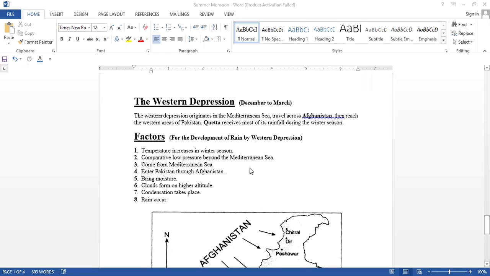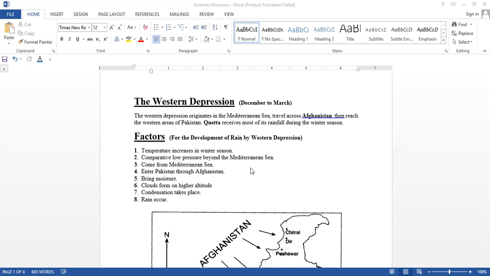Next, my dear students, the second source is the Western Depression. With the source Western Depression, rain occurs from December to March. Sometimes the Western Depression is also called the winter monsoon. The winter monsoon basically originates from the Mediterranean seaside, and the Mediterranean lies in the extreme west side. So during the winter season, rain occurs.